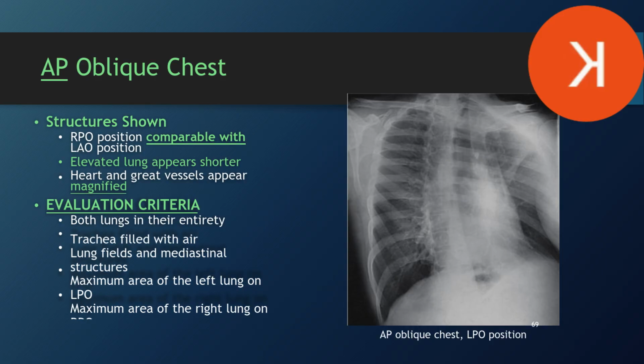AP oblique chest, the structure shown on an RPO position comparable with LAO position. So the elevated lung appears shorter, heart and great vessels appear magnified. Evaluation criteria is both lungs in their entirety, trachea filled with air, lung fields and mediastinal structures, maximum area of left lung on LPO, and maximum area of right lung on RPO. Okay, here we should see a picture of an AP oblique chest on a LPO position.